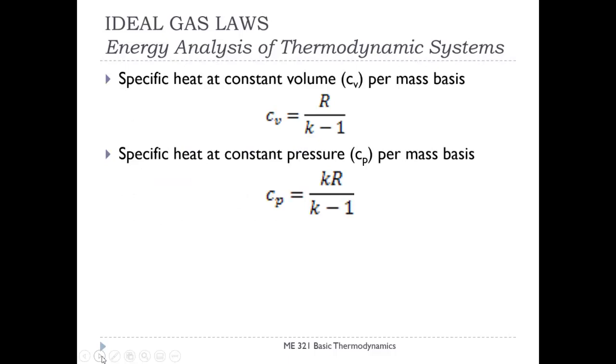One crucial importance of the specific heat ratio is that it allows us to compute for the specific heats at constant volume and at constant pressure of any gas, provided that we know the value of its gas constant. These are the formulas for computing C sub V and C sub P. We can also compute for the specific heat at constant pressure by adding the specific heat at constant volume and the gas constant of the substance.